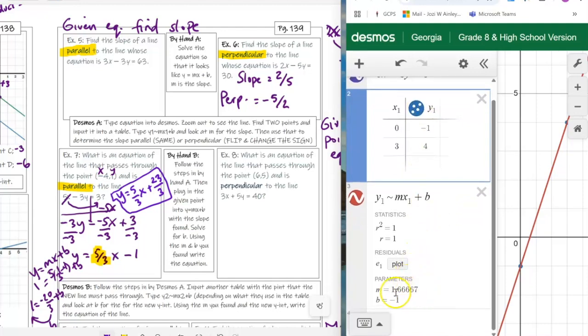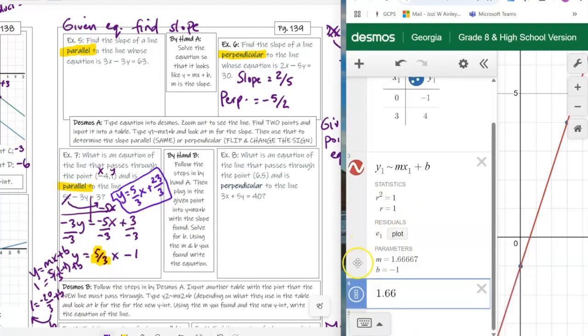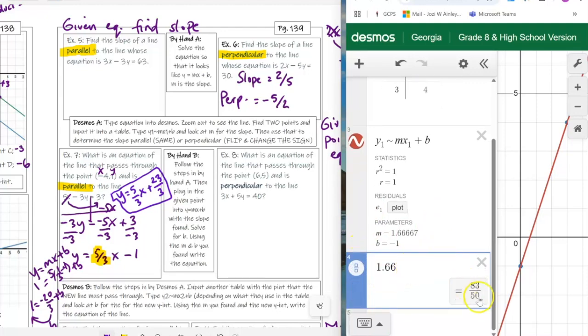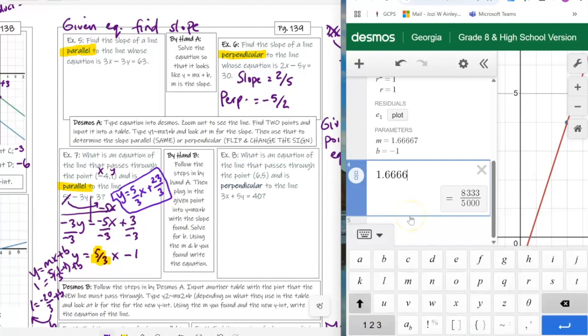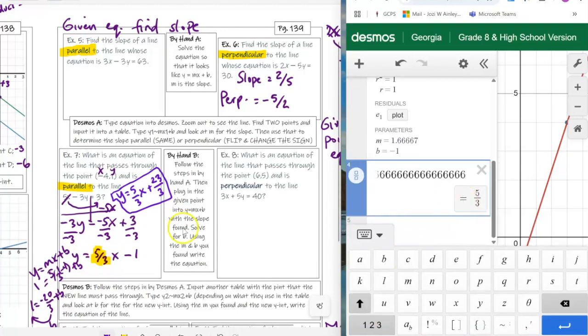Okay, so my slope is this, 1.66667. How do I make this into a fraction? I click fraction, right? Then I know this is a repeating decimal. This does not make sense, so I keep going until it gives me a number that makes sense. Boom, it goes away, then it comes back, so 5/3. All right, so did I get 5/3? Yes, I did. You can see it's the same thing.